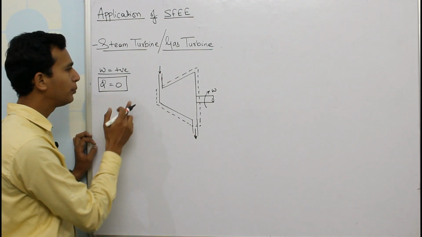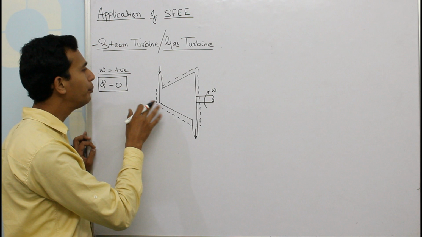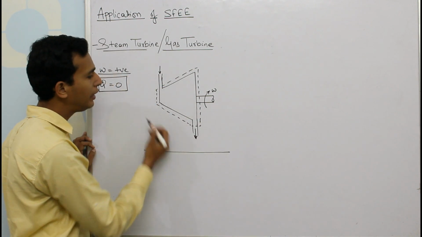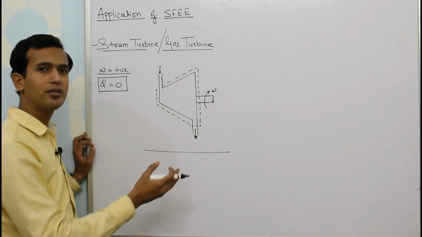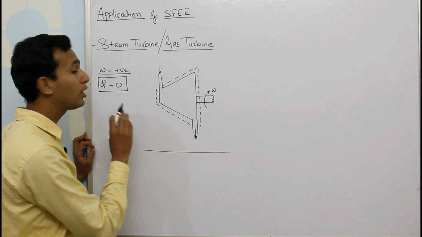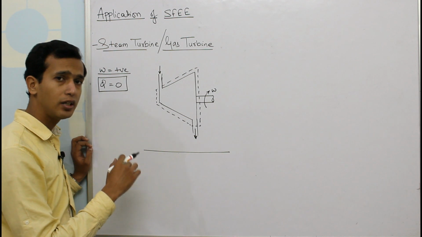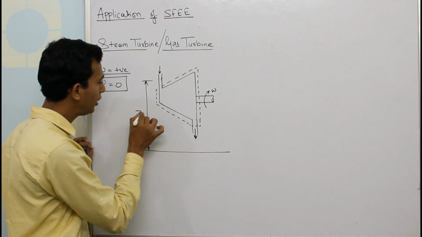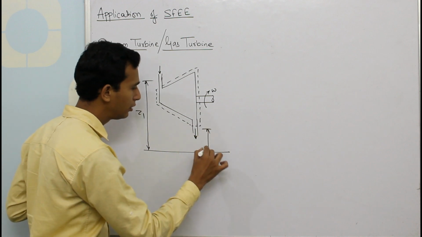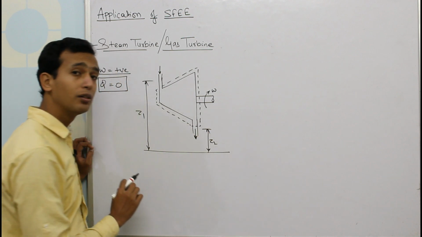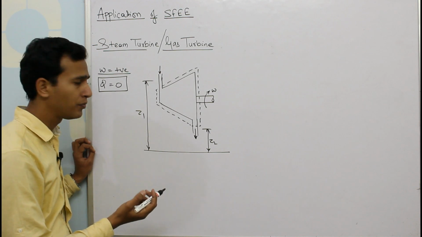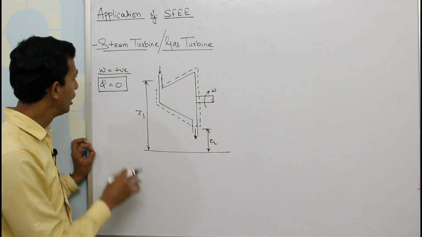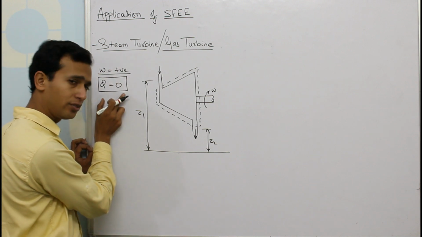Now the third point, as compared to the total height from the datum, inlet height and outlet height are not that much different. So if you are talking about the changes in kinetic energy or potential energy, from this is Z1 and this is, let us say, Z2. As compared to the change in enthalpy, these changes in potential energy are negligible. So if this is positive, this is 0.